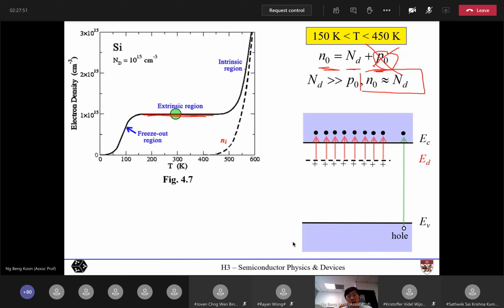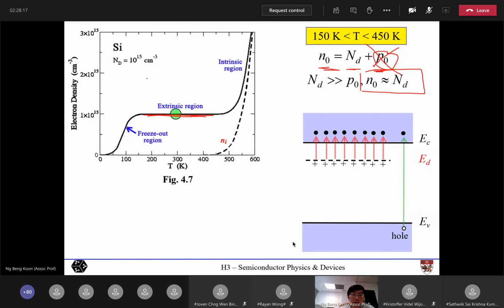Strictly speaking, if you zoom in, you'll see it increasing a little bit, but on a broader scale it doesn't increase very much, so it's approximately a constant. That's called the extrinsic region, because the concentration of carriers is largely dependent on the impurity atoms. So we call this the extrinsic region.